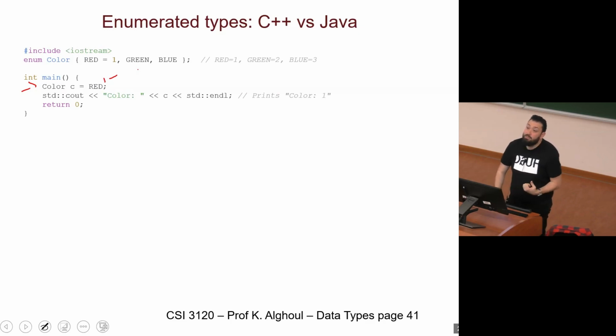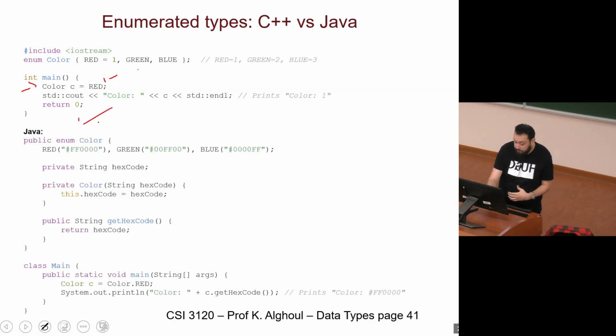But when it comes to Java, why are they more powerful? Because they are actually treated like objects. So if I'm treating them like objects, I can do more operations on them. For example, here, if you notice, it's going to be color.red, and so on. You can have more functions inside them and all of these kinds of things.